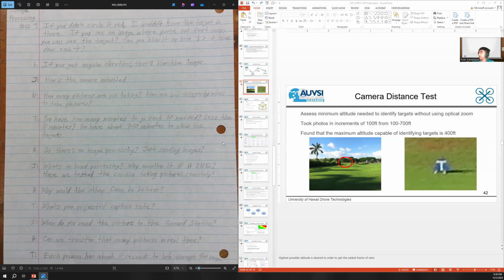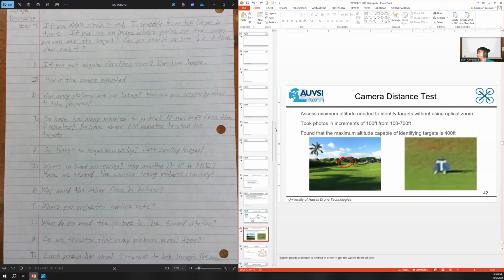So if we allocated 7 to 10 minutes to do the search area, take all our pictures, land, and come back, to see if our people can see any targets in there. The question is, if you have some time, can you go back out and fly and get more pictures? The answer is technically yes, but I don't think we allocated a lot of free time to do that.